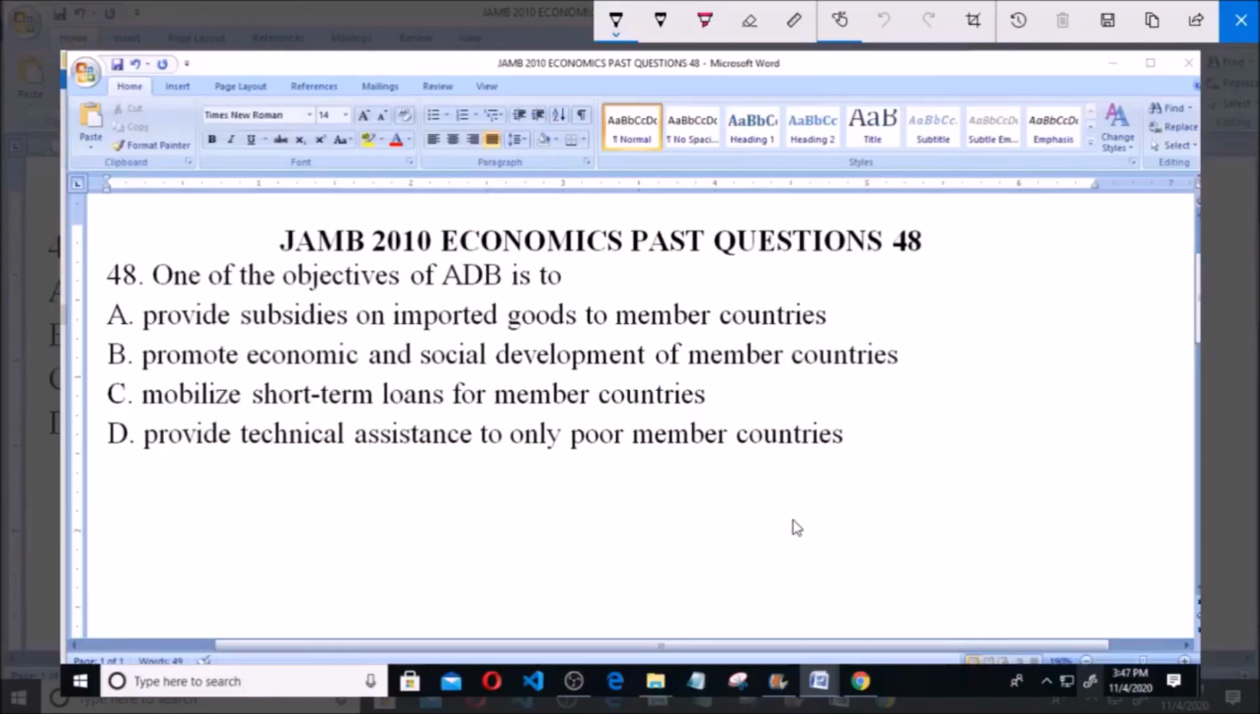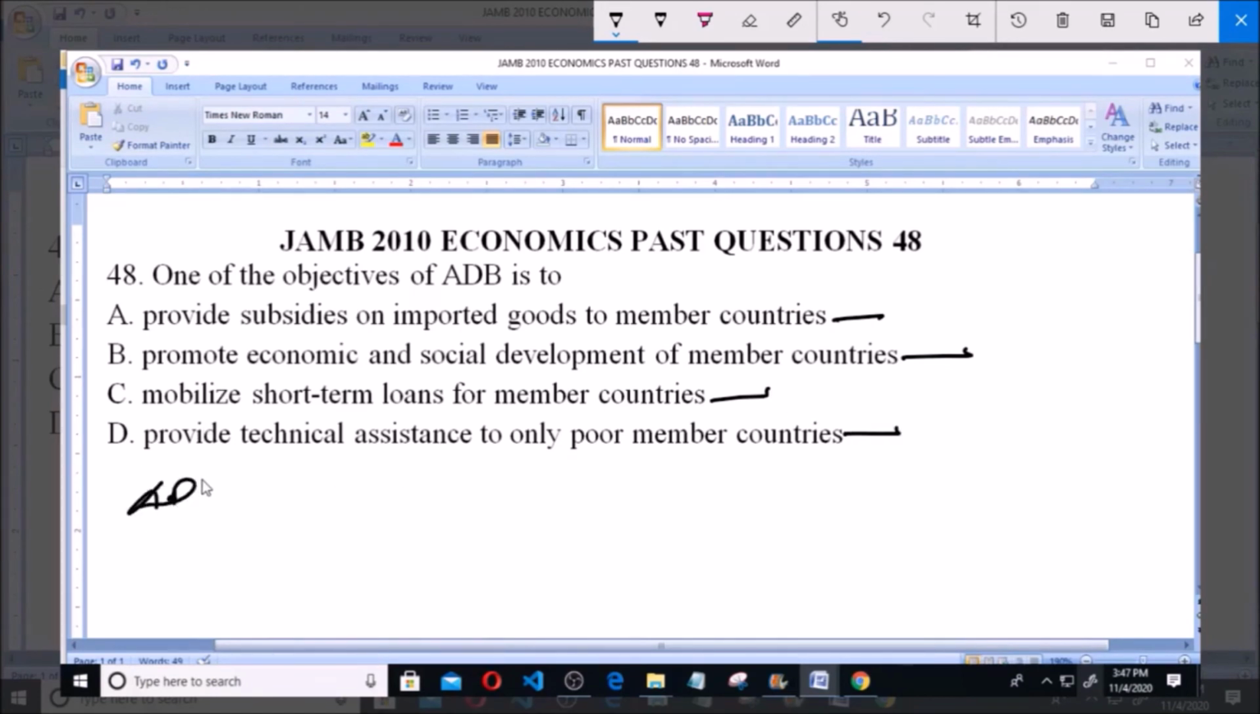Jamb 2010 Economics Past Question 48. One of the objectives of ADB is to A. Provide subsidies on imported goods to member countries. B. Promote economic and social development of member countries. C. Mobilize short-term loans for member countries. D. Provide technical assistance to poor member countries.